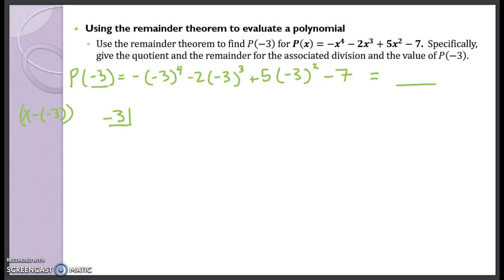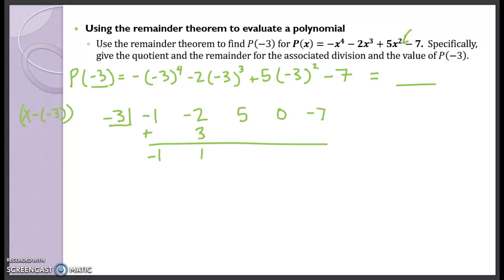X minus -3, so -3 is our c value, and our coefficients are -1, -2, 5, 0, because there's no x term, and then -7. Synthetic division: bring down the -1. -1 times -3 is a +3. And we're adding. -2 plus 3 is 1.